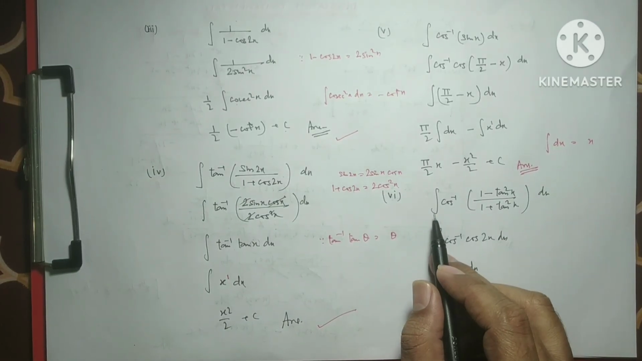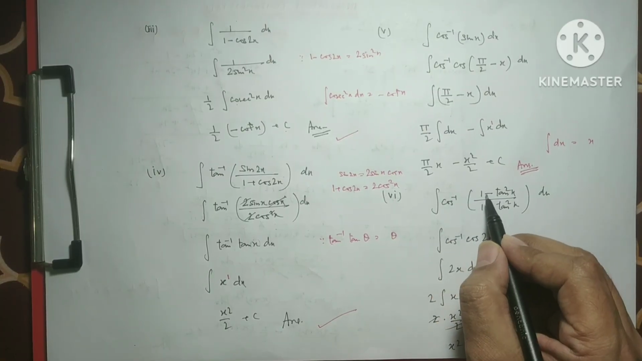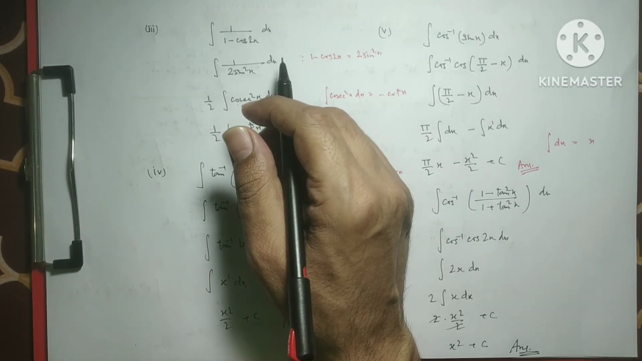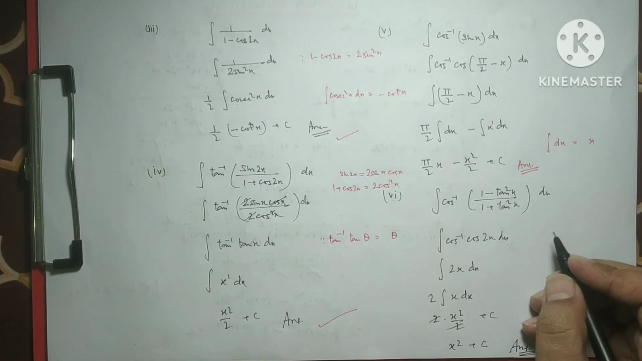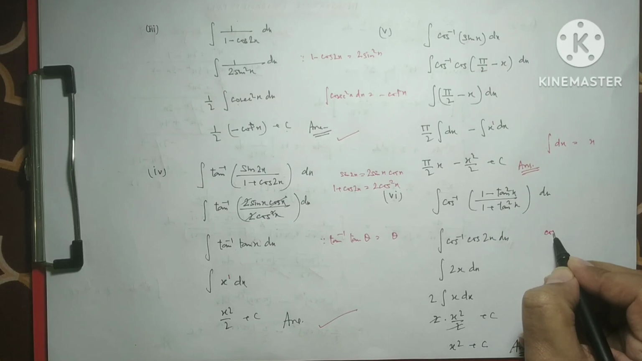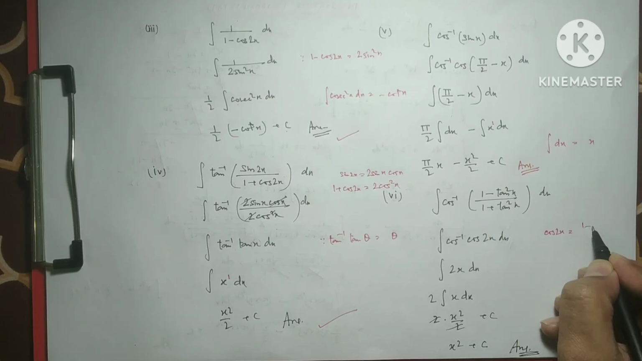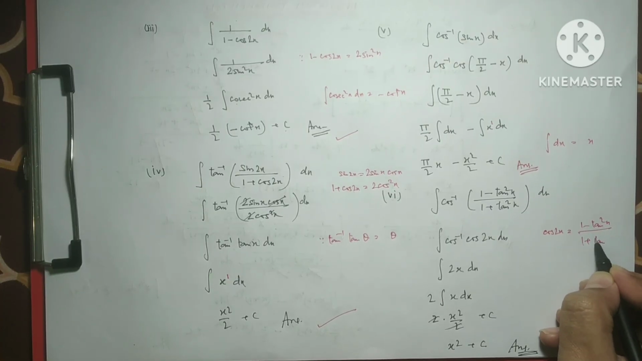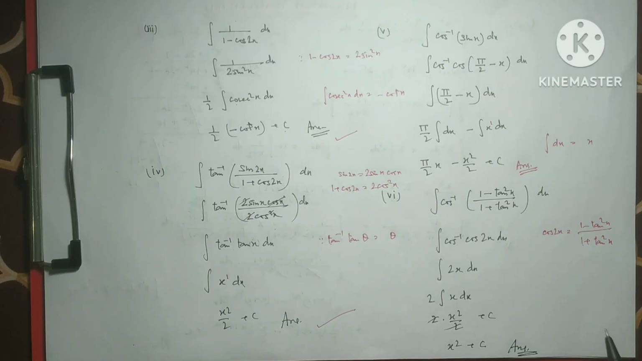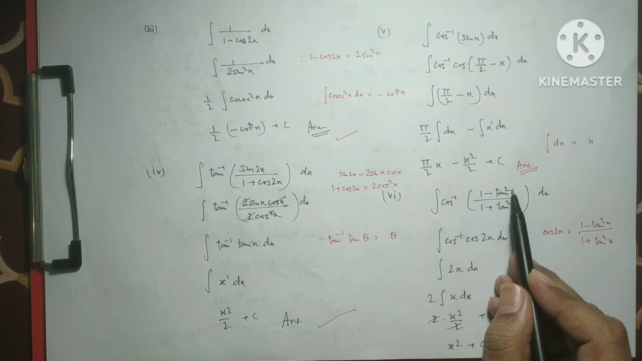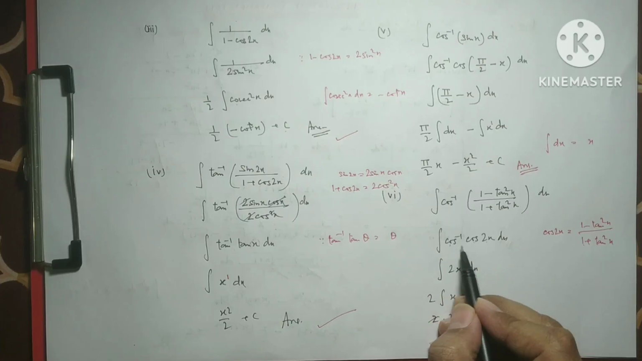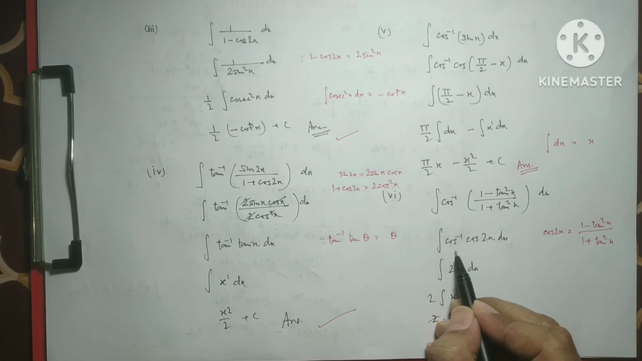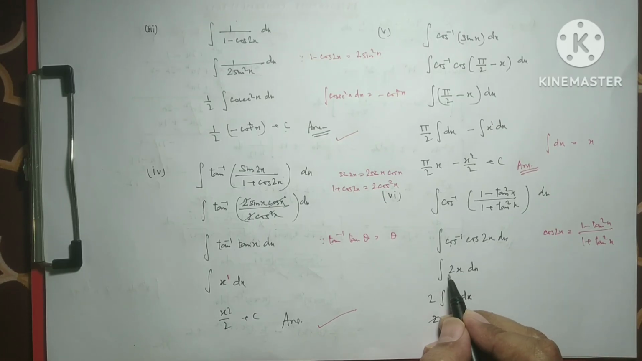And the fourth part is cos inverse of (1 minus tan square x) over (1 plus tan square x). According to the trigonometric formula, cos 2x in terms of tan is (1 minus tan square x) over (1 plus tan square x). So when we put this as cos 2x, it is cos inverse cos 2x, and the cos inverse and the simple trigonometric function are neutralized, and we get 2x only, and 2 comes out.